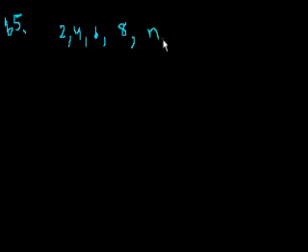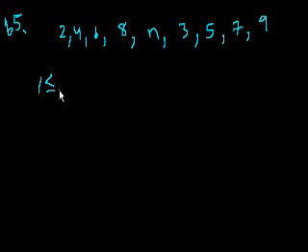We're on problem 65. And let's see, they wrote 2, 4, 6, 8, n, 3, 5, 7, and 9. And they tell us in the list above, if n is an integer between 1 and 10 inclusive, so that means that n could be 1, and it could be 10, or any number in between, and it's an integer, then the median must be the median, right?